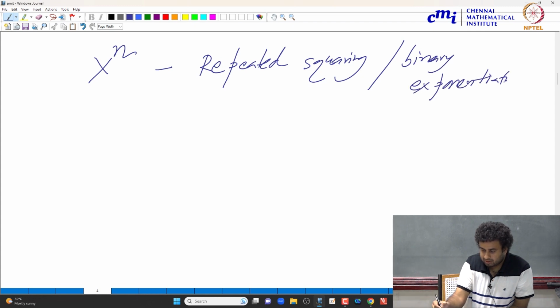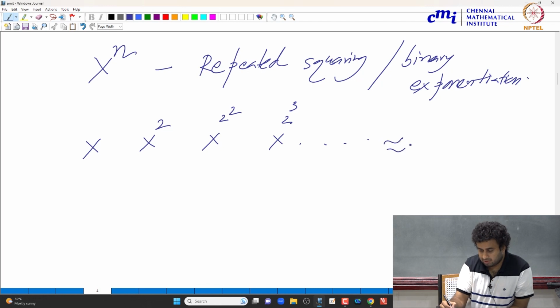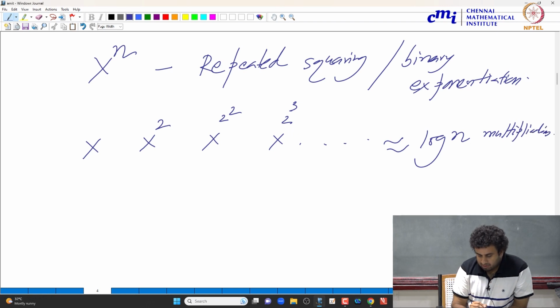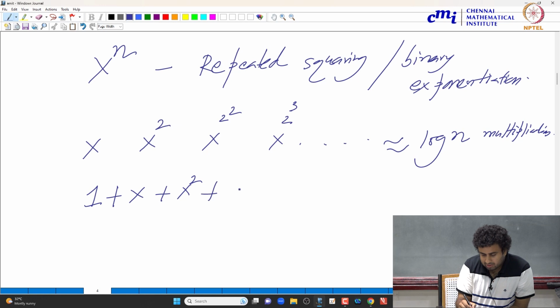So this I think all of you know. The idea is you compute x and x square, x to the power 4, x to the power 8, and so on, right? So basically you need around log n many multiplications. Now what about 1 plus x square plus x to the power n?